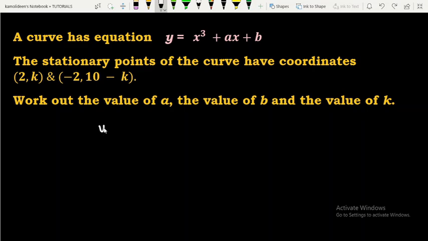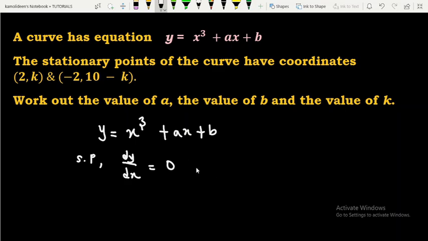Now we're given y equals x cubed plus ax plus b. Now at the stationary point, dy/dx equals 0. Let's call this asterisk. Now from the given equation, what is our dy/dx? This is going to give us 3x squared plus a. So let's call this asterisk.